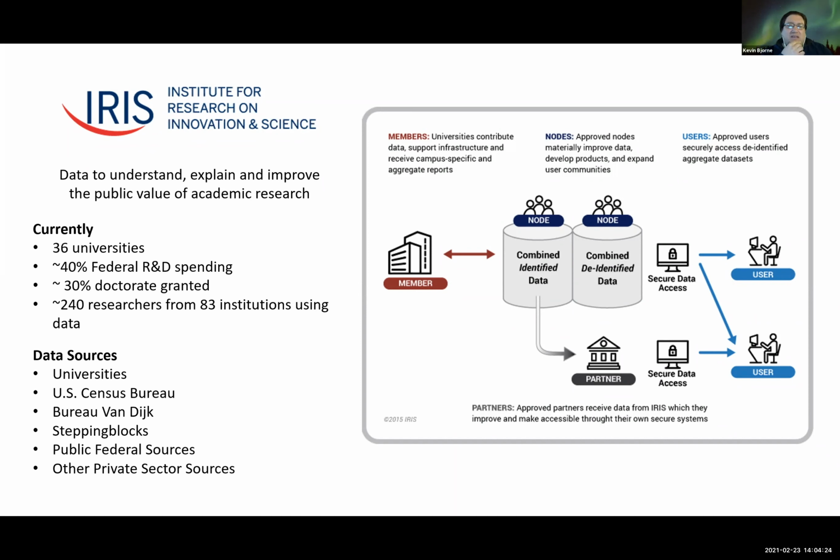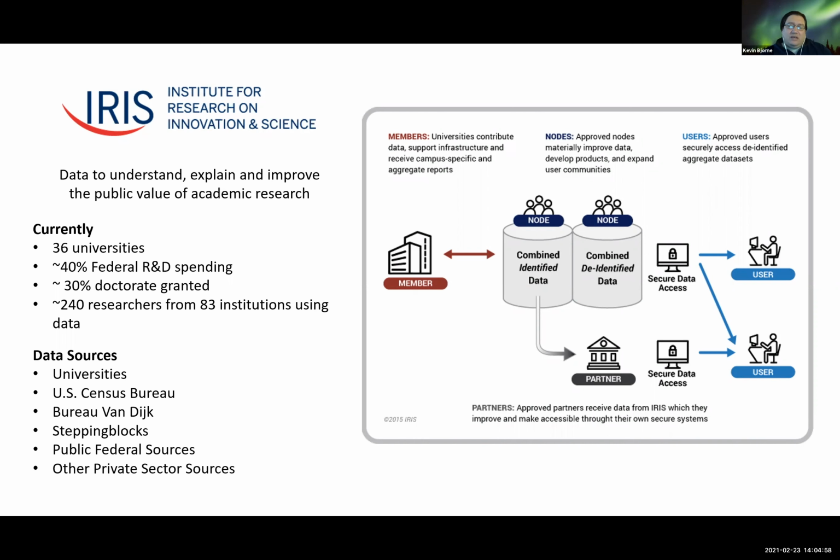The data that we maintain represents roughly 40% of all federal R&D spending, 30% of all doctorates that are granted. And at any given time right now, we have, I want to say 120 active researchers that are utilizing our data, and 240 researchers that have utilized our data from across 83 different institutions to write papers and to try to use our data to answer valuable scientific questions that they've presented.